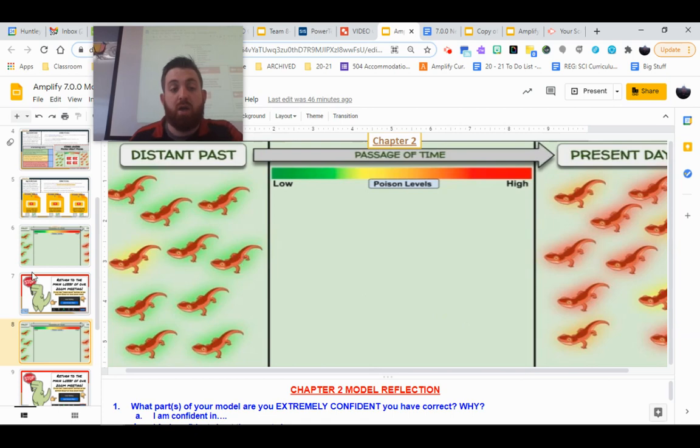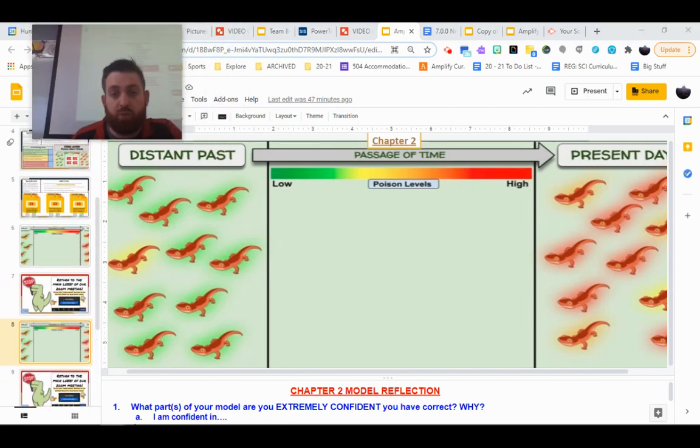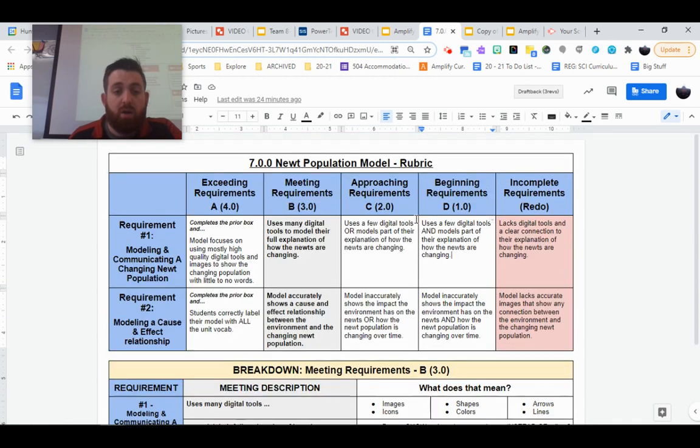So when I look at your model, Chapter 1 should look different from Chapter 2 to some degree, okay? So the question is, what changes do I need to make, and how do I go about making those changes? Well, that's where our rubric comes in. Your model is going to be graded on two things: how we communicate our changing population and how we model that cause and effect relationship that we see.